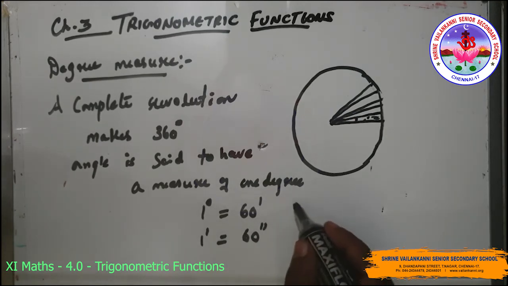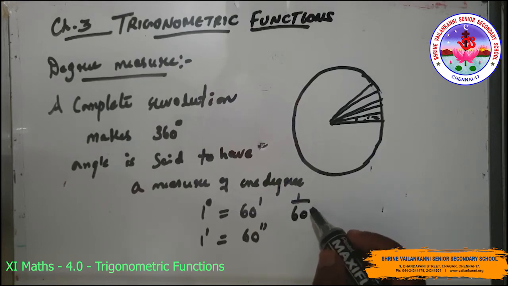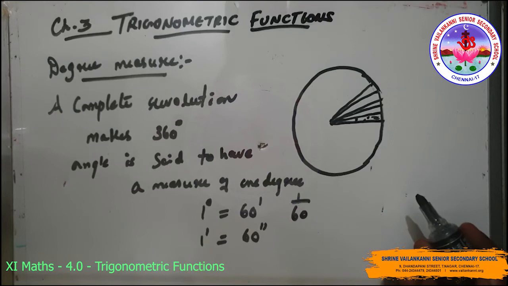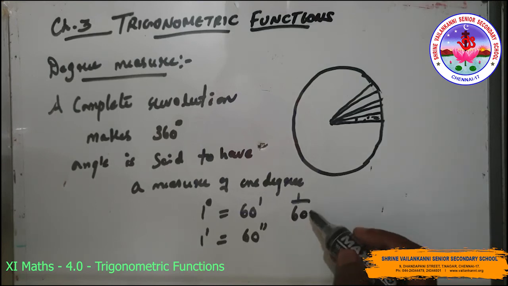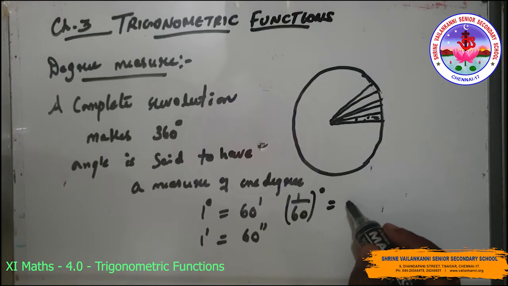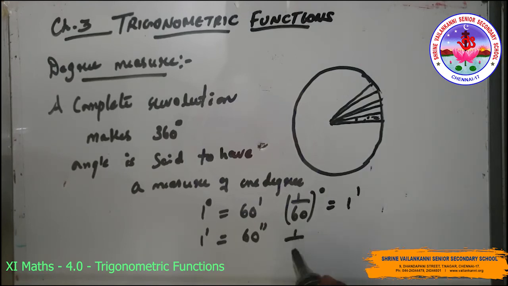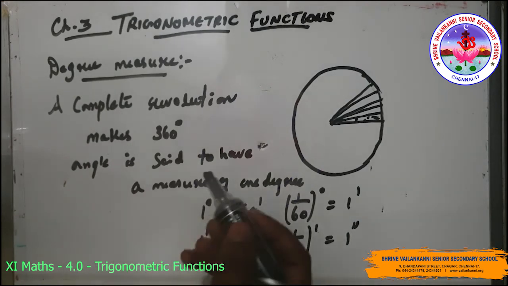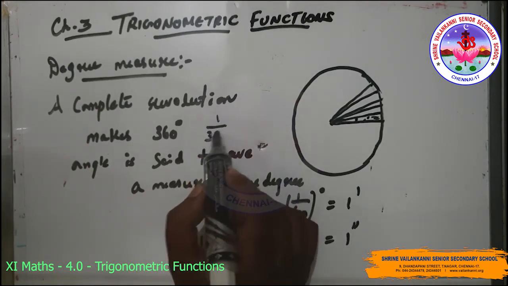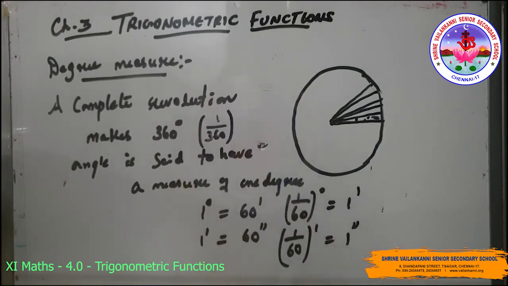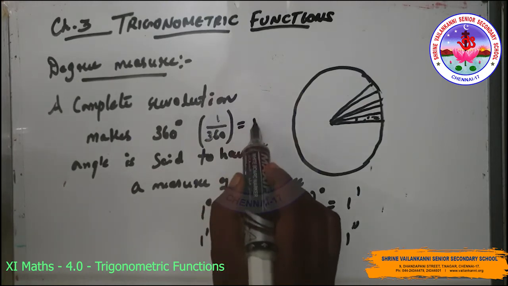So we say that 1/60th of a degree is a minute. 1/60th of a degree is 1 minute, and 1/60th of a minute is called 1 second. So 1/360th of a revolution, the angle is said to have a measure of 1 degree.